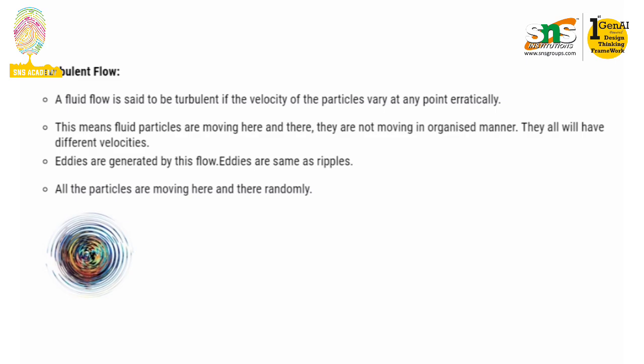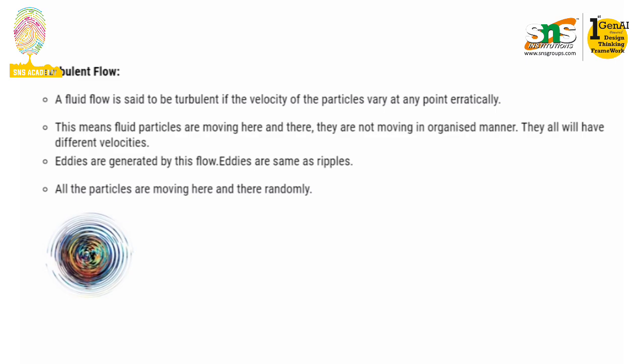Streamline flow is nothing but the layers of the fluid will not get mixed, will not get turbulent, will not be sticky, and the velocity will remain constant. There will be no variation in the velocity. So those liquids are considered as streamline flow, and turbulent flow is the opposite of streamline flow.